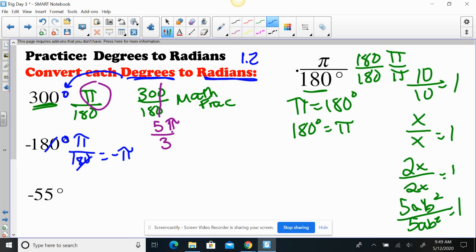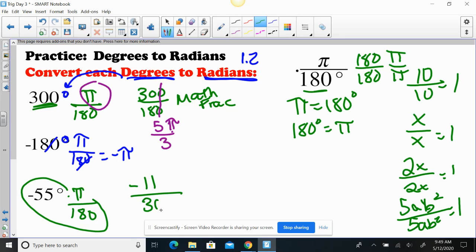All right, negative 55 degrees into radians. Go ahead and try that before I do it. So press pause and try. All right, so we're going to multiply by pi over 180. I would look at this part first. So if you want to, you can literally just do negative 55 divided by 180, math fraction, and my calculator tells me negative 11 over 36.